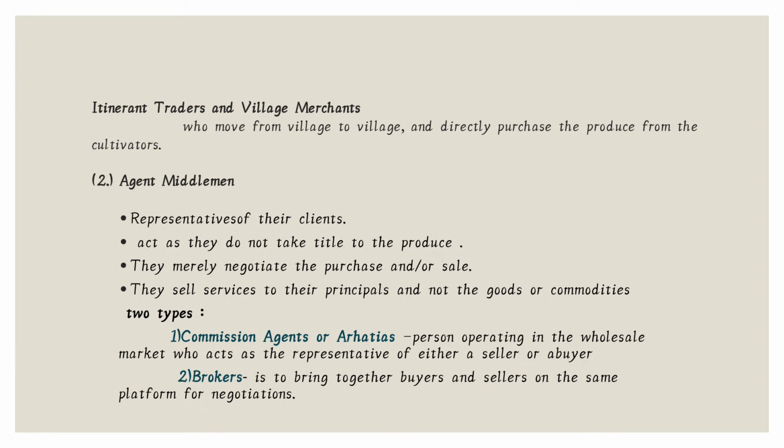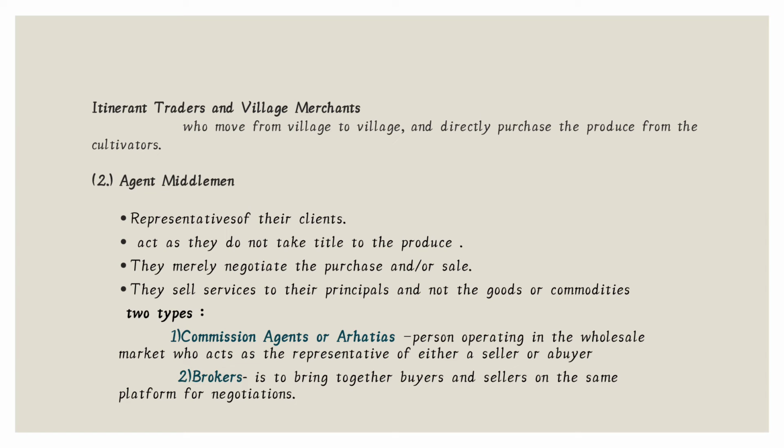Agent middlemen. Agent middlemen act as representatives of their clients. They do not take the title to the produce and therefore do not own it. They merely negotiate the purchase or sale. They sell services to the principal and not the goods or commodity. They receive income in the form of commission or brokerage, and they serve as a buyer or seller in effective bargaining. The agent middlemen are of two types: commission agents and brokers.